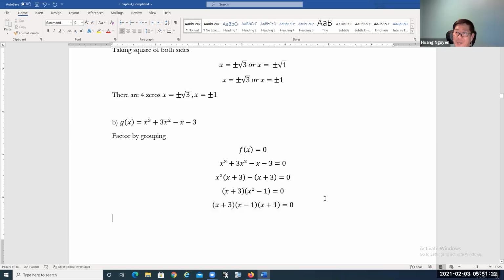Now you're going to keep going and finish this question. Let's find out what the zeros are for part B. There are 3 zeros for this question B.